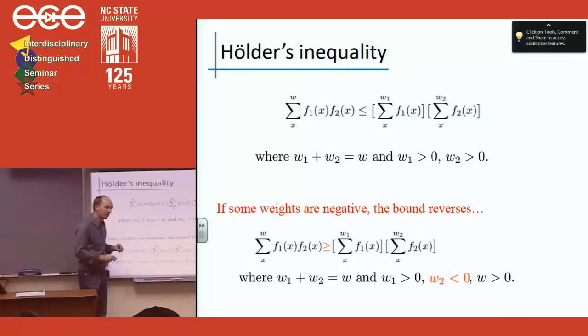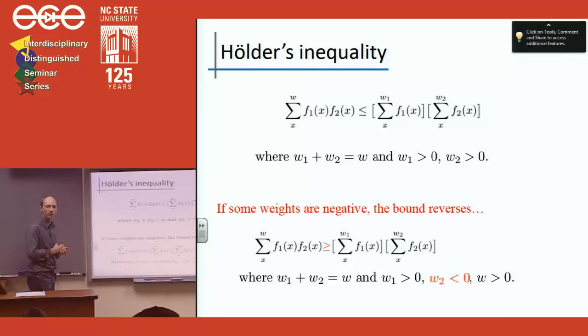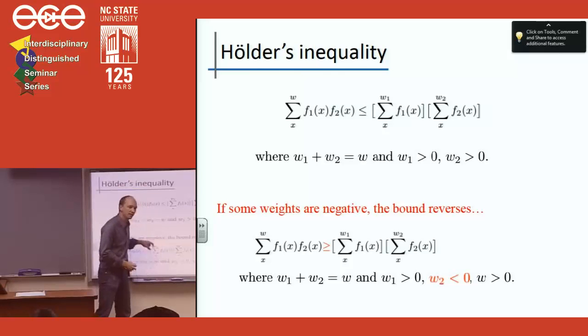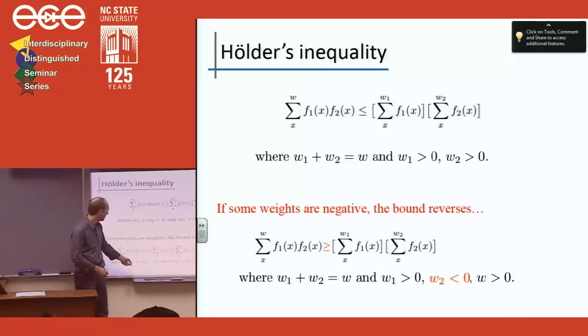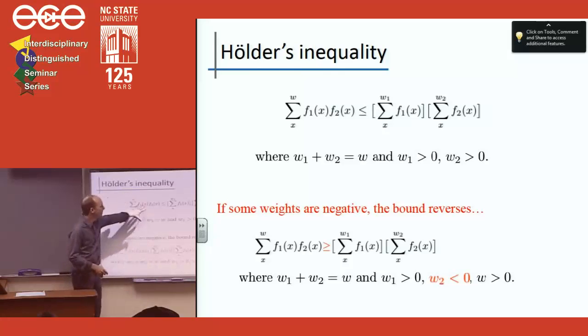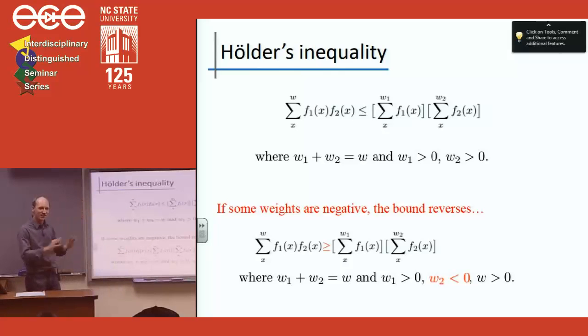Oh, I should say there's a nice reversal of this, the reversed Hölder's inequality as well. So I can lower bound this same sum by taking two weights, one of which is positive and the other of which is negative. So they still sum to W, but now they're of different signs. So this is not very well known. Everybody knows Hölder's inequality. This one has escaped the worldview, I guess.